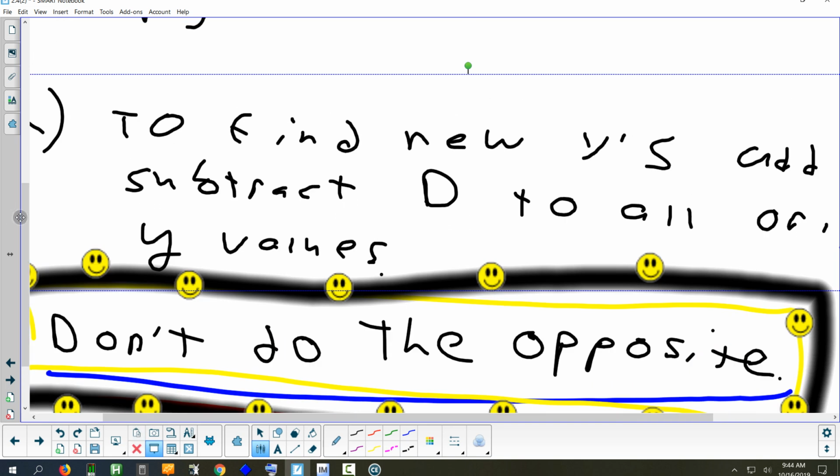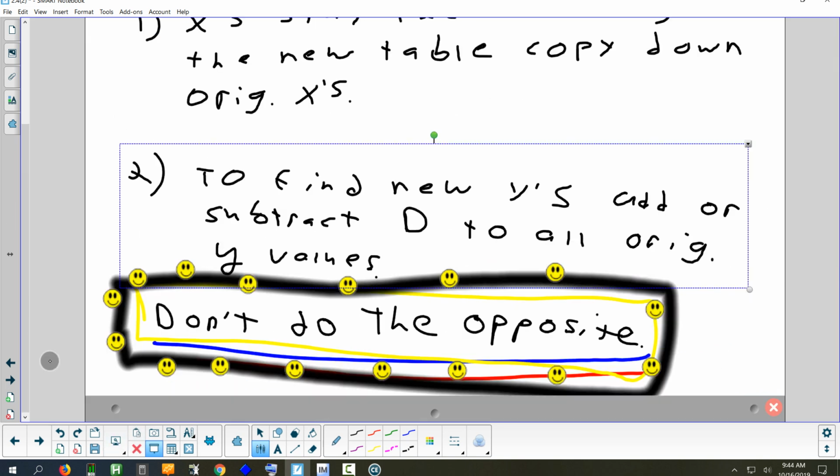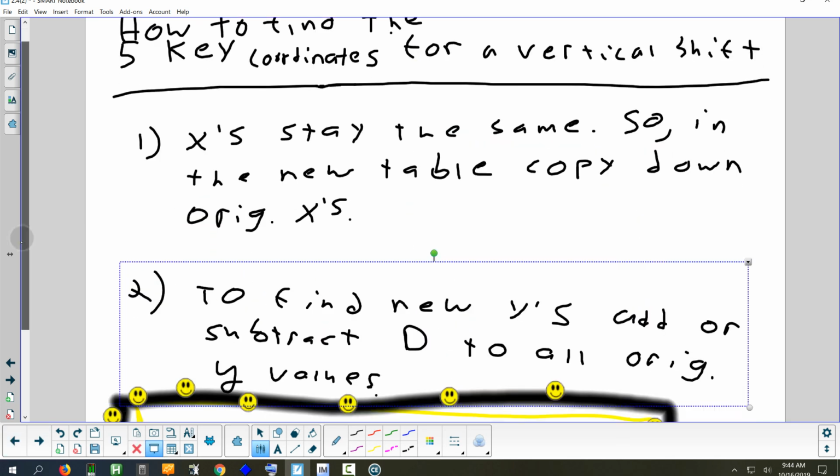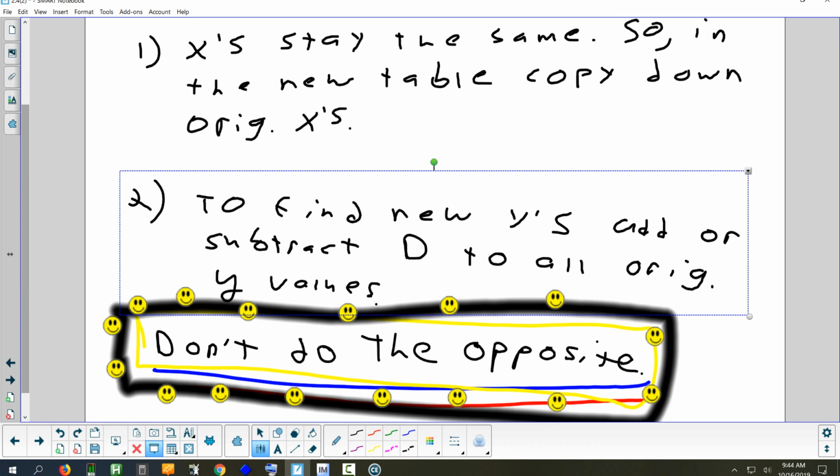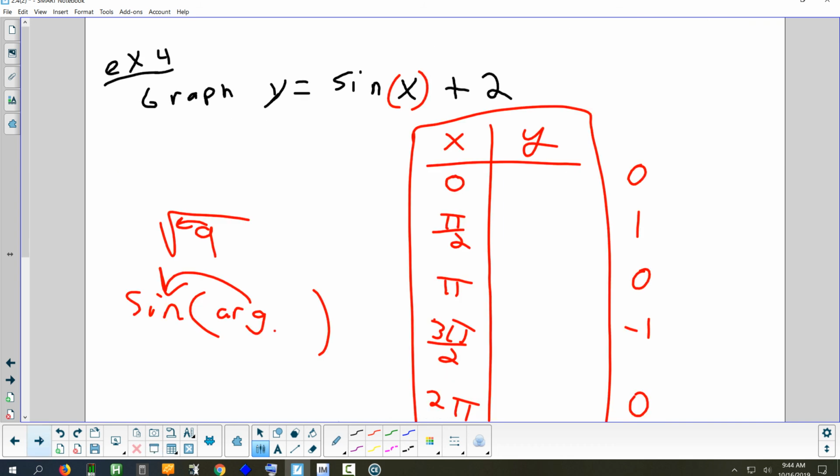So the directions say to find the new y's, you either add or subtract. You look at what you have. In this case, we have addition. So we're going to add that number to all the original y values. So Abigail, what number am I going to add here? 2. We're going to add 2 to all the original y's. 2, 3, 2, 1, 2. And those are your y's. Adding 2.